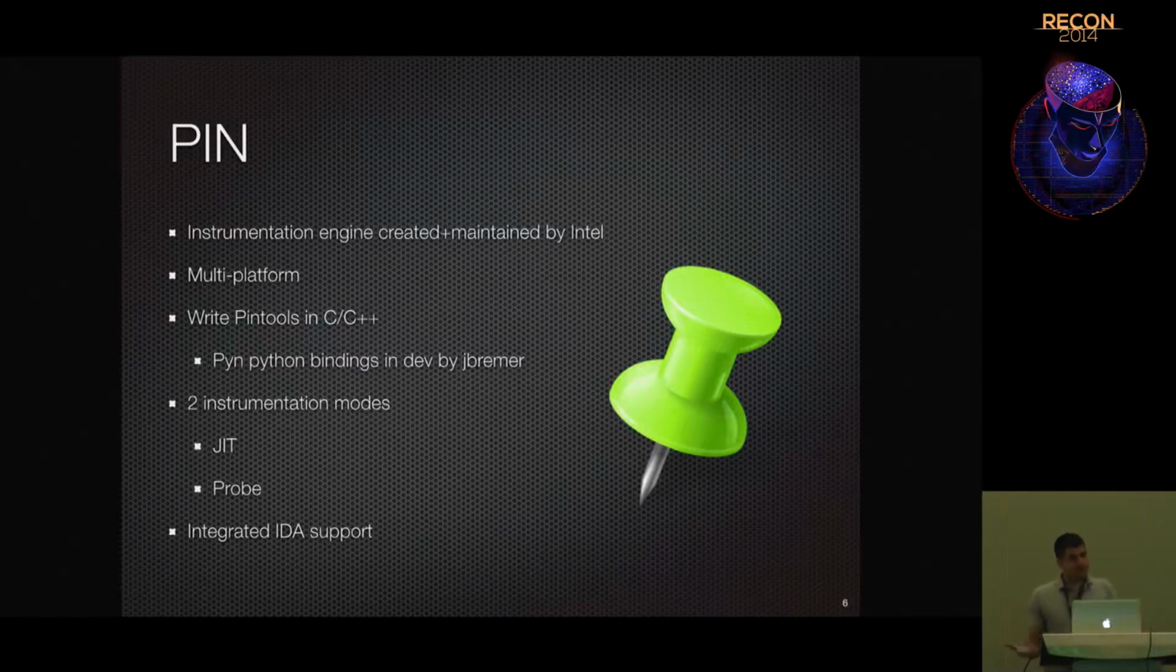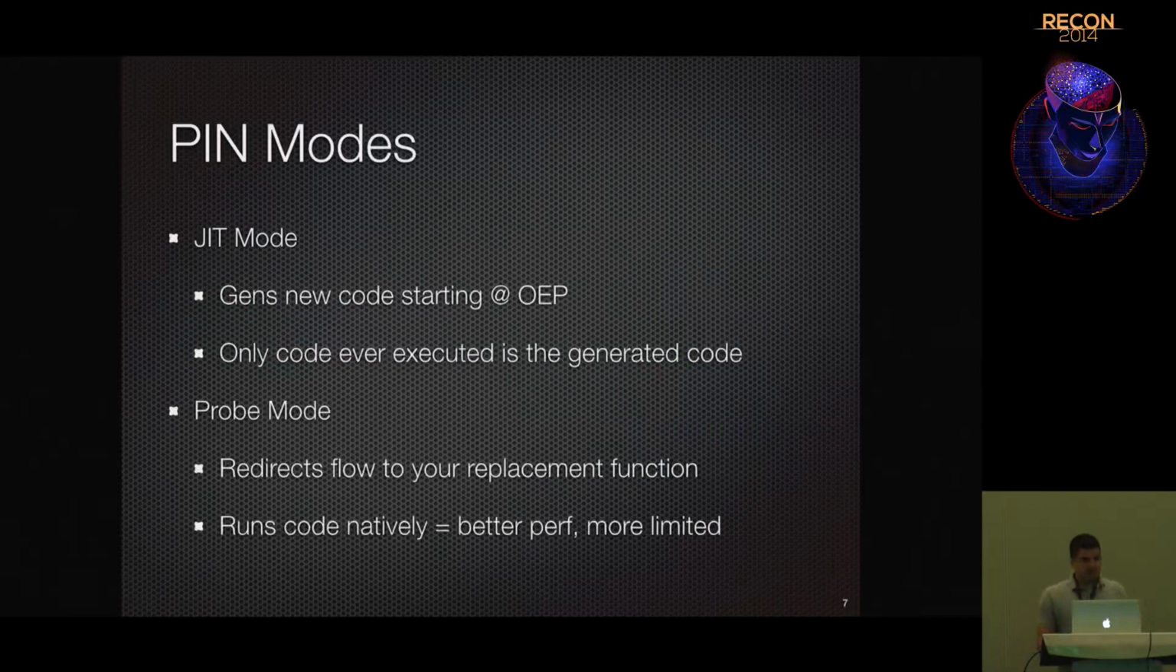I try to use probe mode when I'm doing stuff, and it also has integrated IDA support for some of the recent versions. And so I'll actually demo using some of that later. So in JIT mode, none of the original code's ever executed. It regenerates it and executes only the generated code, never the original code. But probe mode will redirect flow to your function, and will inject your code into that function. Everything runs natively. You get better performance, but you also end up having some limitations.